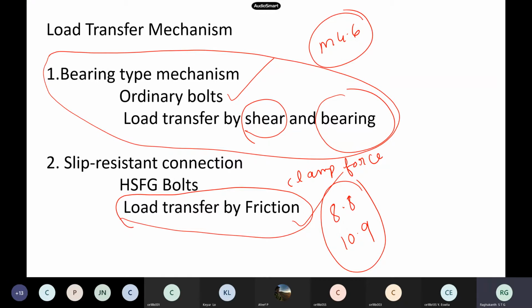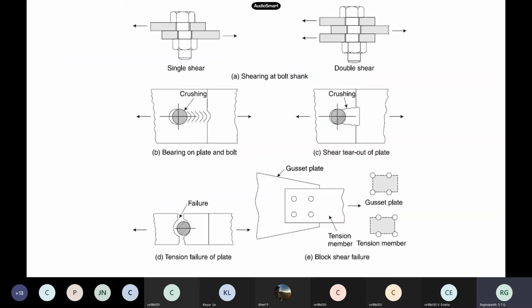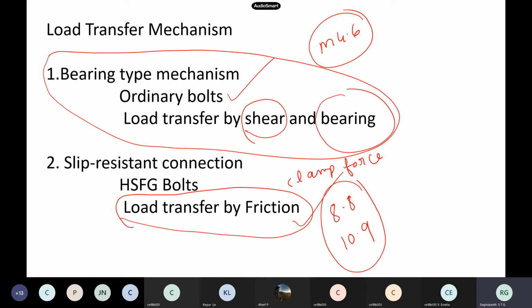And then in these HSFG bolts, what happens is, initially the load will be carried by friction capacity, which is the dominating one. But after some time, when you keep on increasing the load, the friction capacity may give up. Then you will find slip there also. Once it has slipped, you have to design the bolt once again as a bearing type mechanism. Okay, so these three we have to see: how load transfer happens by shear, then bearing, then friction, all these things we have to see.